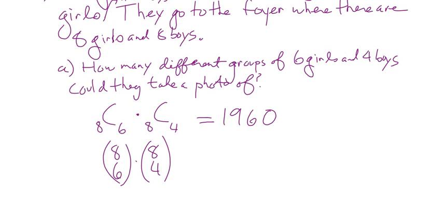Now, there's a lot of different ways that this question could be asked, right? We could say, well, the boys need to be together, and the girls need to be together, and the order matters. So then we would use permutation. I would say 8P6 times 8P4. And then we multiply that by 2, because we could have the boys on the left and the girls on the right, or the girls on the left and the boys on the right. So there's 2 ways to arrange the 2 groups. So you need to consider that when you're answering the questions, right?